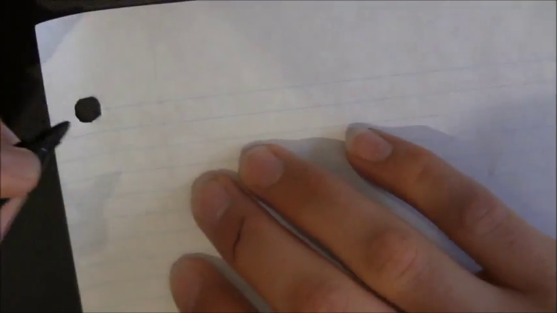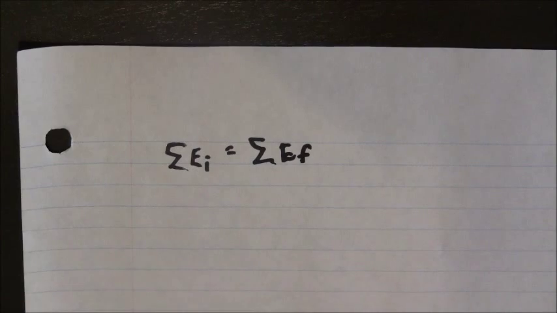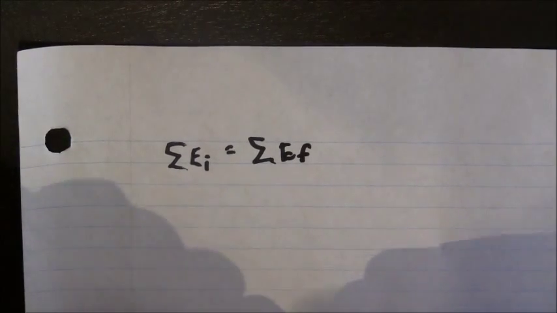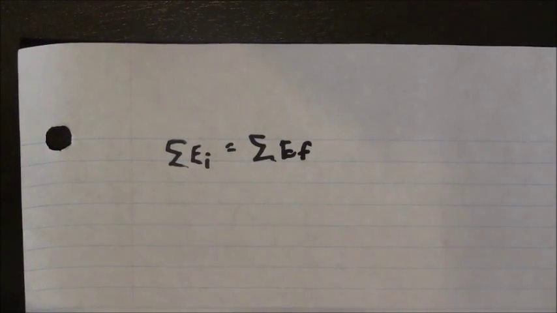Now I need a new piece. Okay, let's do energy conservation. Let's say that the sum of initial energy, that's a horrible sigma, oh well, equals the sum of final energy. Which makes sense because it should have as much gravitational potential energy as it does kinetic energy. Because the first law of thermodynamics is the amount of energy in the universe remains constant.